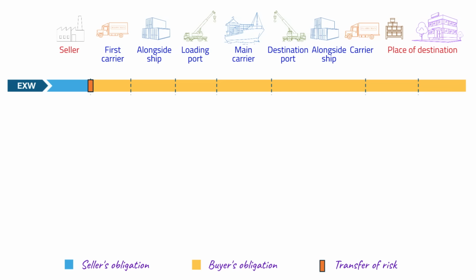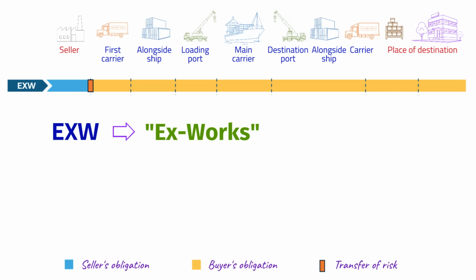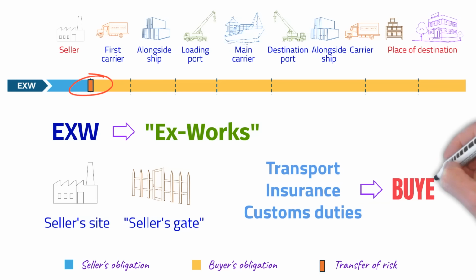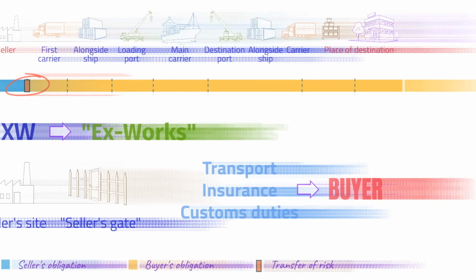First one, Ex-Works or EXW. The seller makes the goods available at his premises, and the buyer picks them up directly at the seller's site. Risk transfers at the so-called seller's gate. This is the lowest risk for the seller, as the seller is not responsible for transportation, insurance or customs clearance. Goods are gone and forgotten.